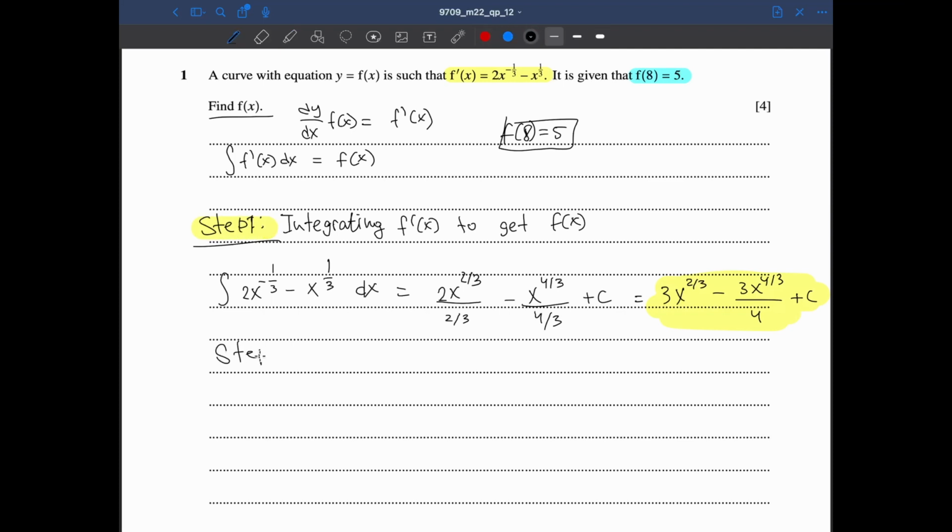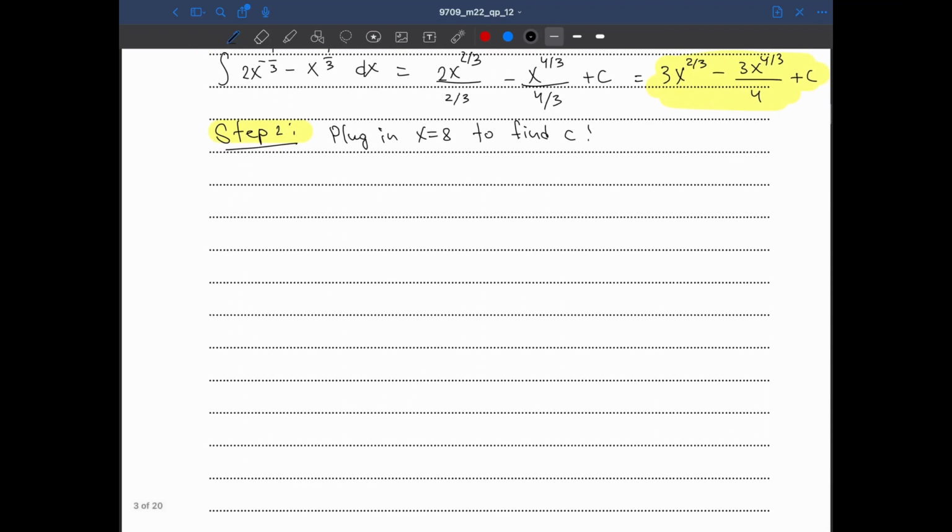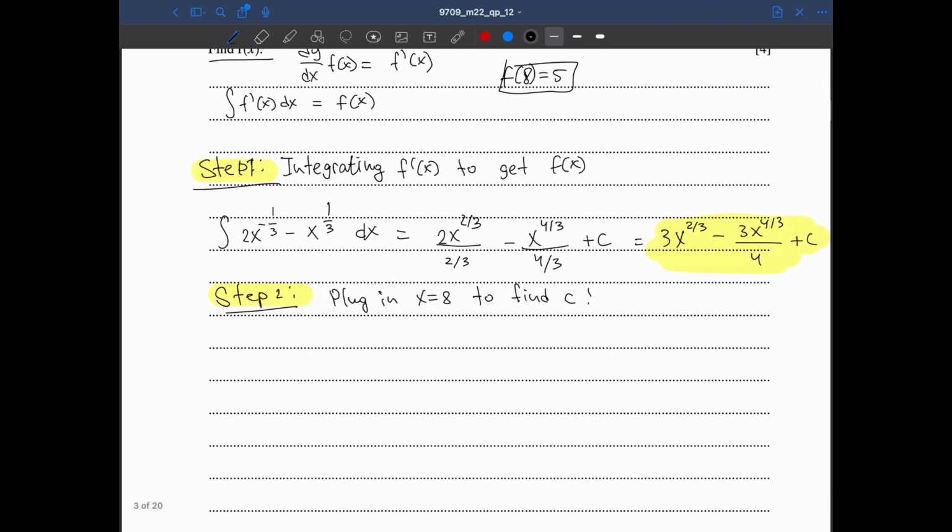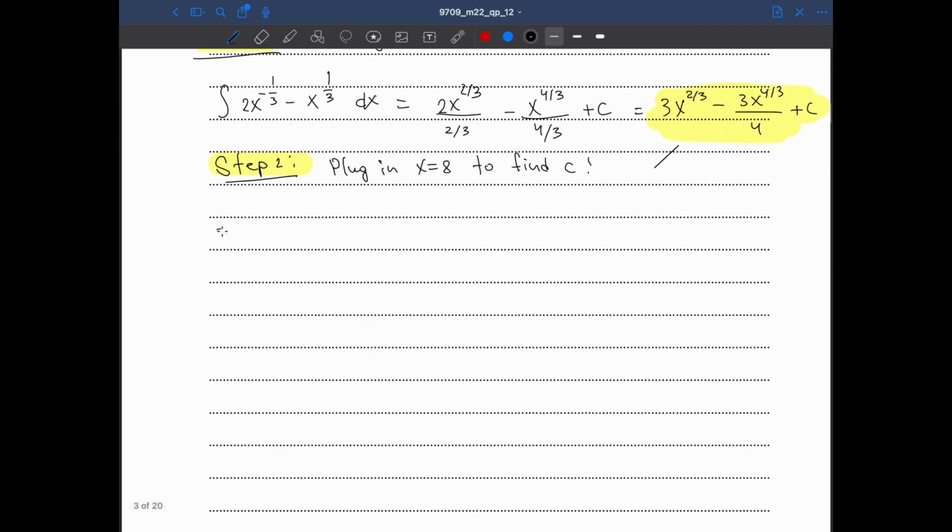Now let's do step 2. Step 2 is to plug in x equals 8 to find c. We're given that f of 8 equals 5. So it's going to be 3 times 8 raised to the power 2 over 3, minus 3 times 8 raised to the power 4 over 3 over 4, plus c equals 5.